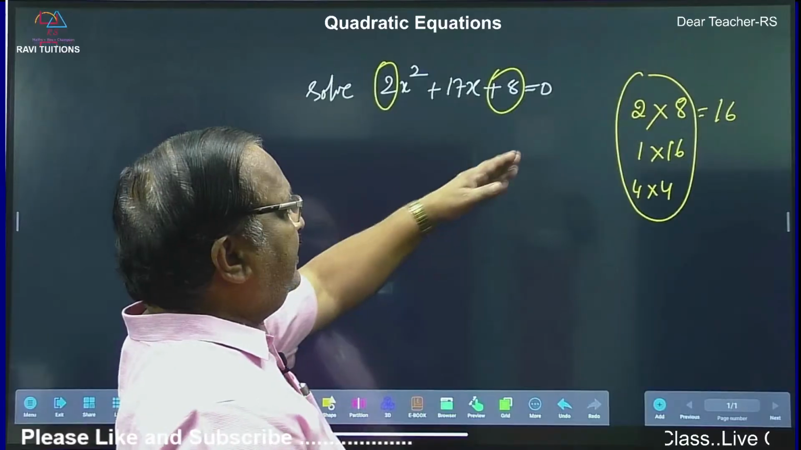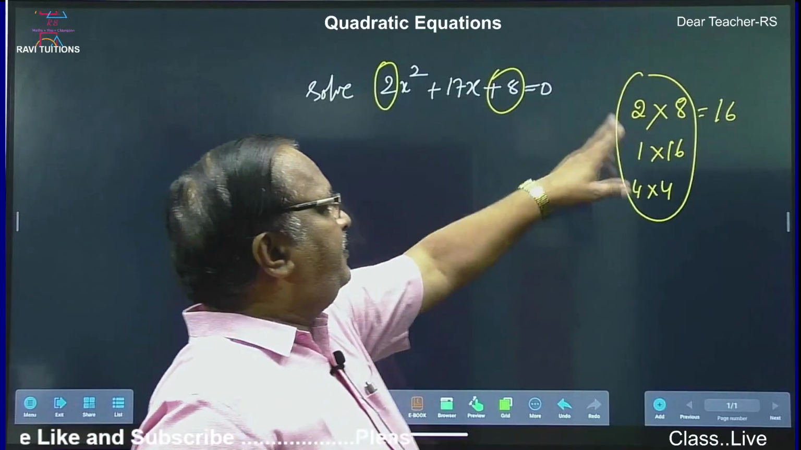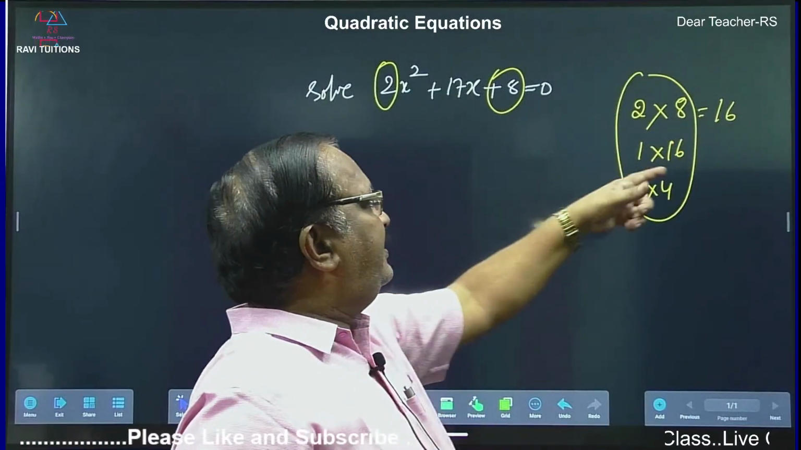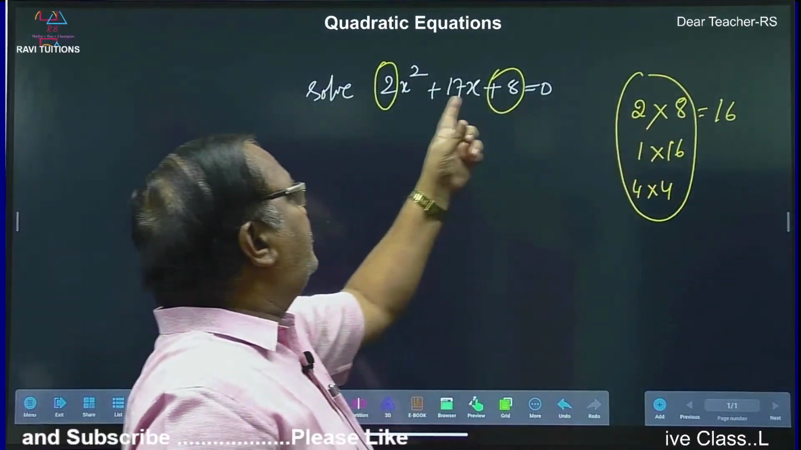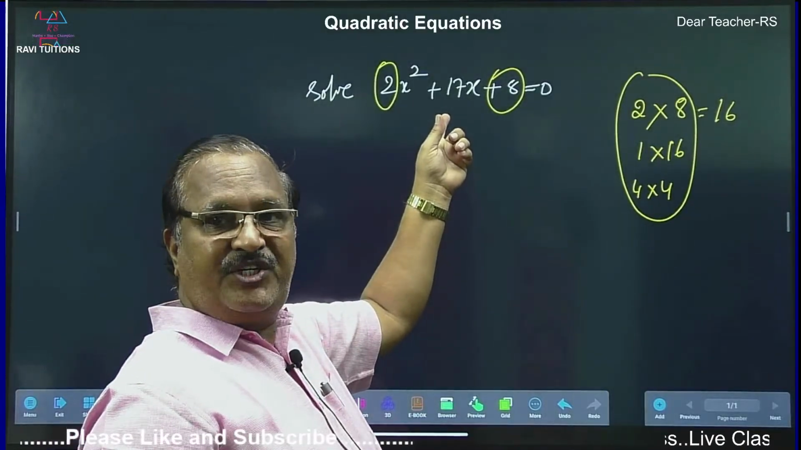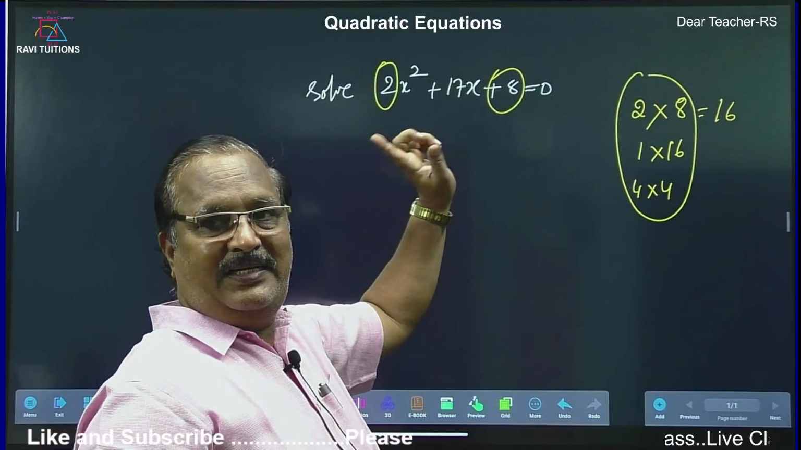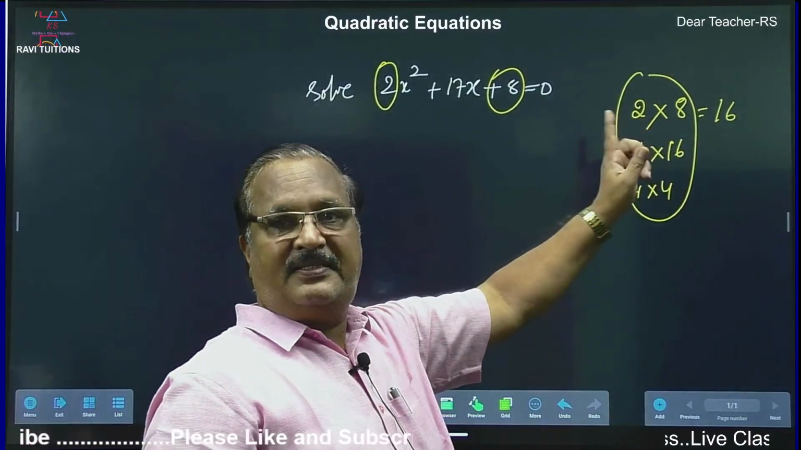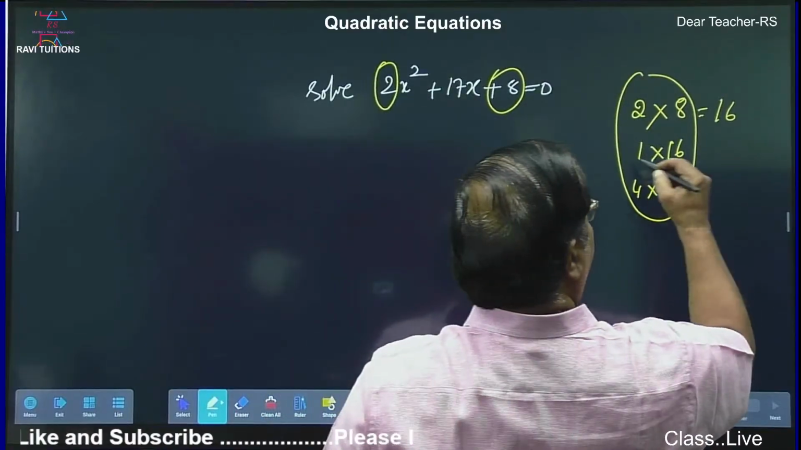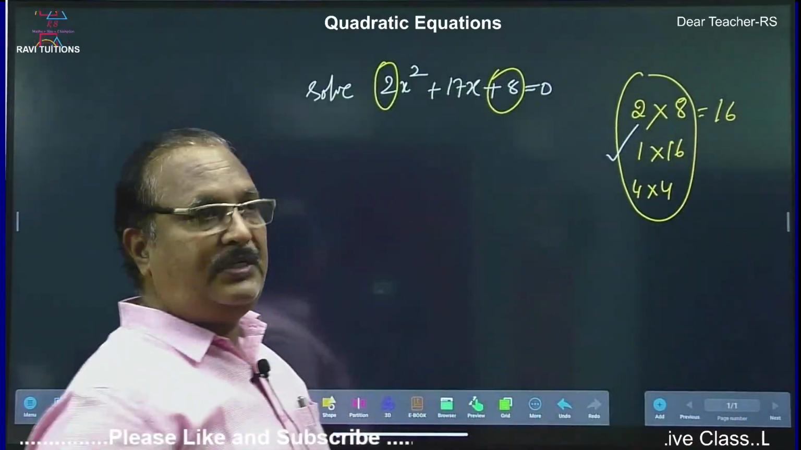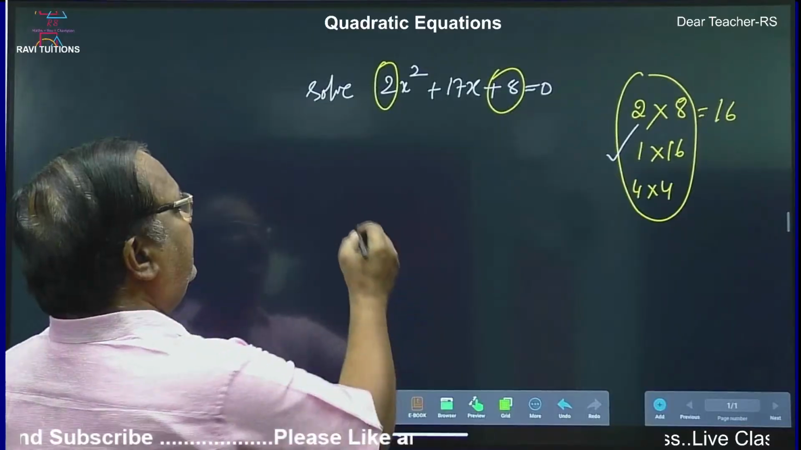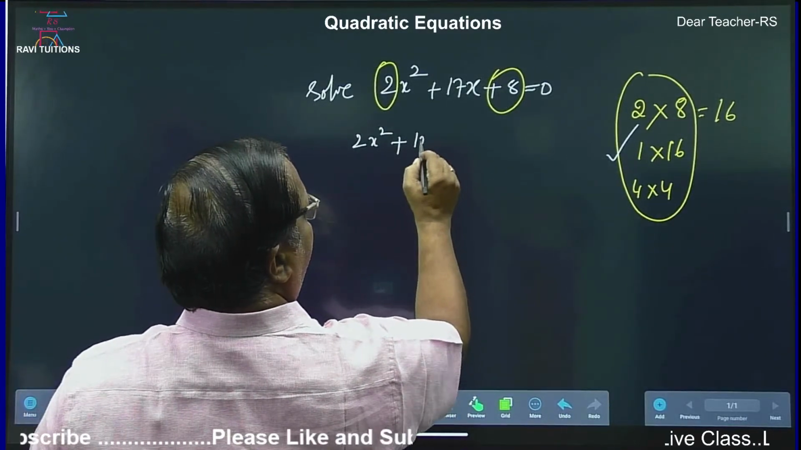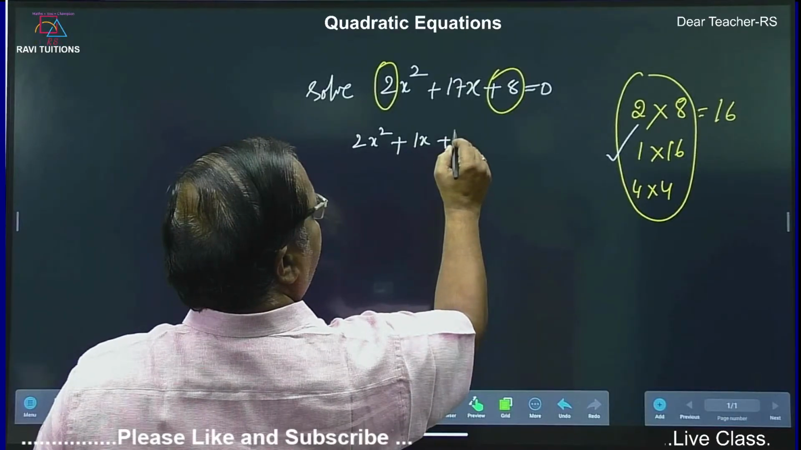So now you have to find the sum, because the product is plus 16. The sum of these two factors should be the coefficient of the middle term. 2 plus 8 is 10, but here 17 is there. 1 plus 16 is 17. Therefore, this pair of factors is suitable to split this term. So now let us write 2x square plus 1x plus 16x plus 8.